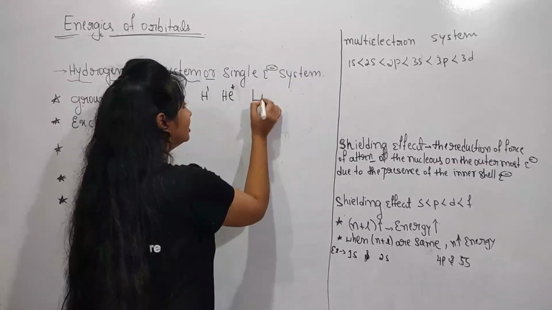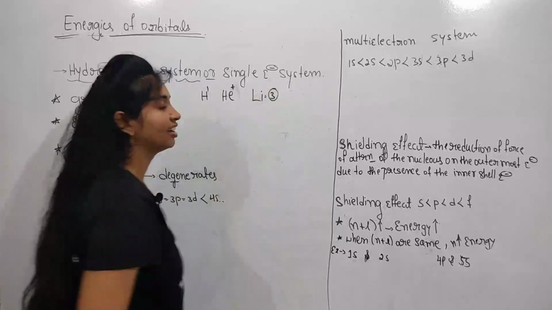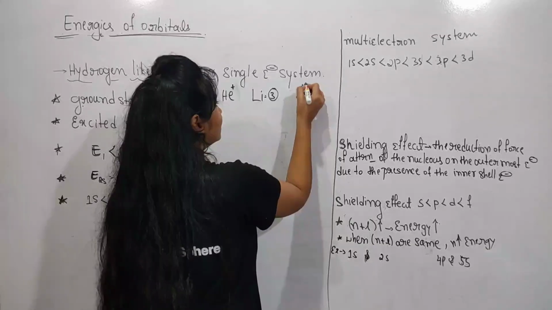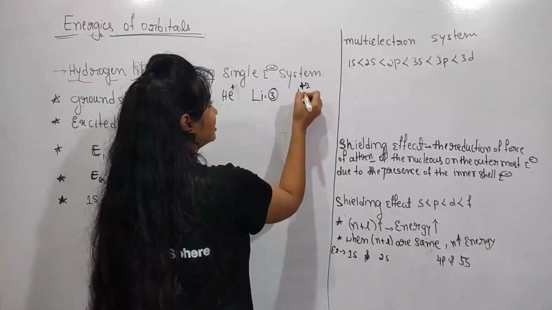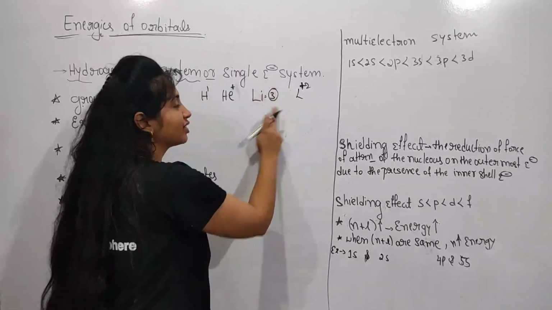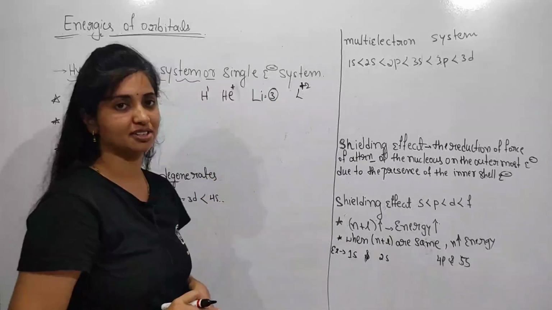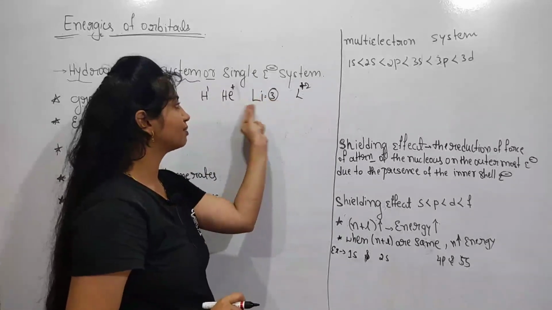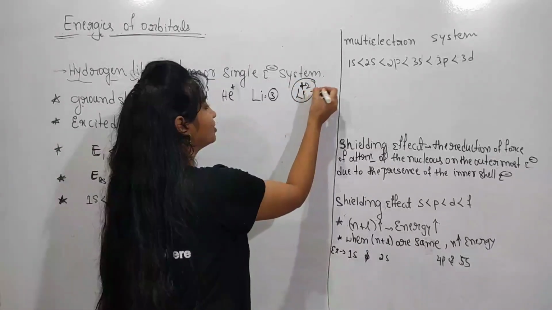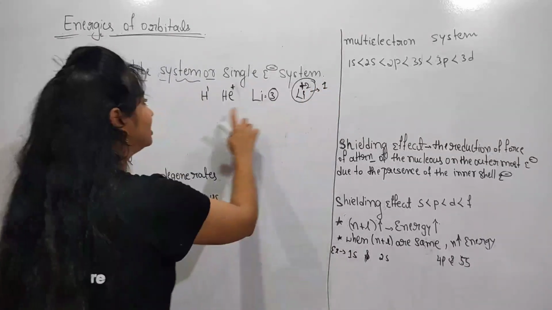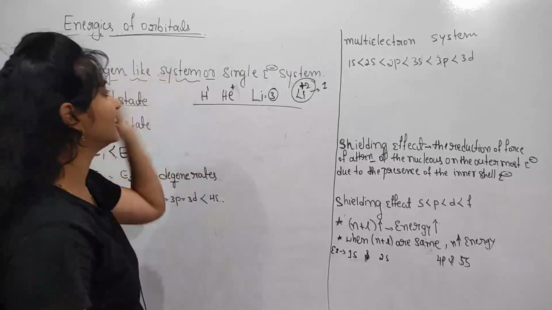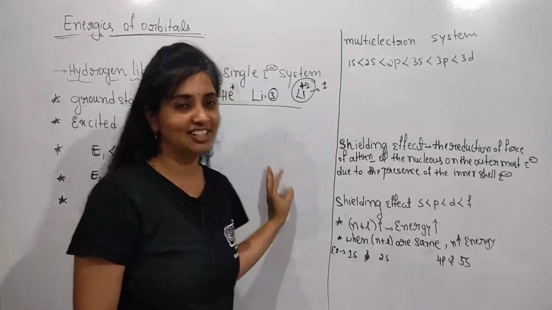See here, in lithium we have three electrons. If I remove two electrons from this lithium, then what happens? We get Li2+. The meaning is we remove two electrons from the three electrons of the lithium atom. Then in Li2+ we have only one electron. So these are also called single electron systems. So in this single electron system, how are the energy levels arranged?